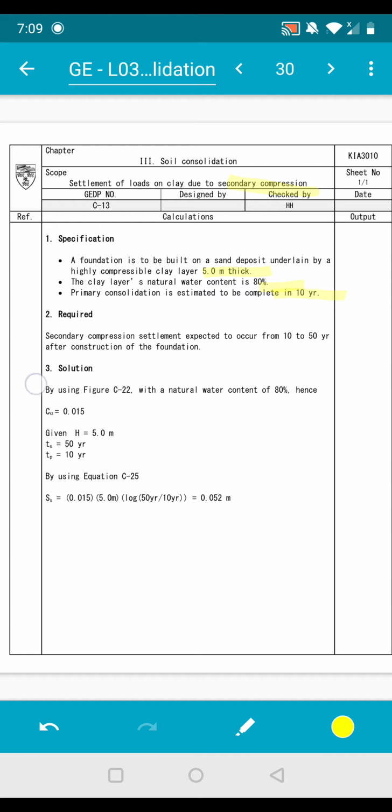Basically using the formulation with the respective information given here. So you have this given, and the time is given also, and in the end you can calculate by using this basic secondary compression formulation from your note C25, and you're going to get your secondary compression as 0.052 meter. This is secondary consolidation, sorry, not compression.